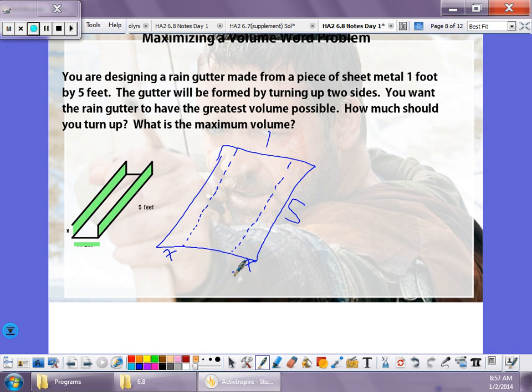All right? So what would this here be? If this is x and this is x, what would this be? Remember, this entire distance is 1. Right, 1 minus 2x. Good. So now I've set up all my dimensions. So I'm talking about volume here. Remember, volume is length times width times height. So what would my volume for this gutter be? X times 5 times 1 minus 2x. Good.